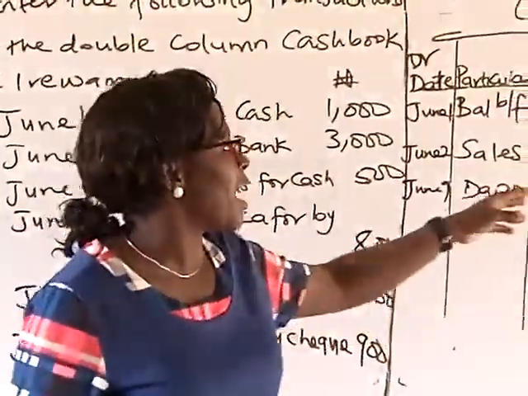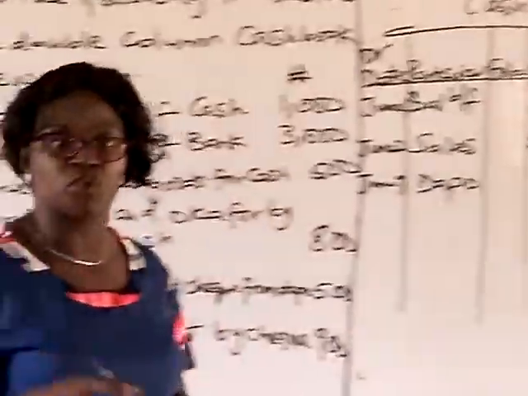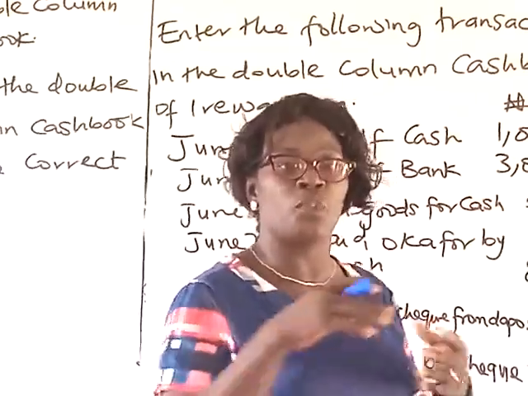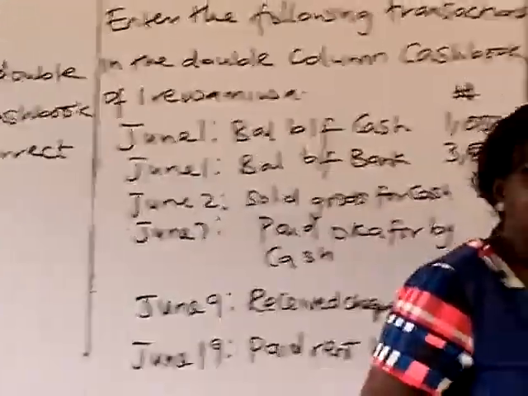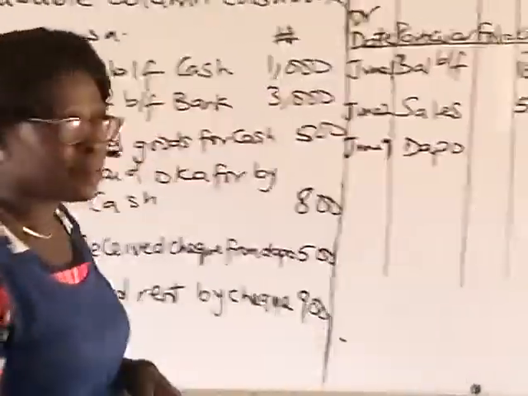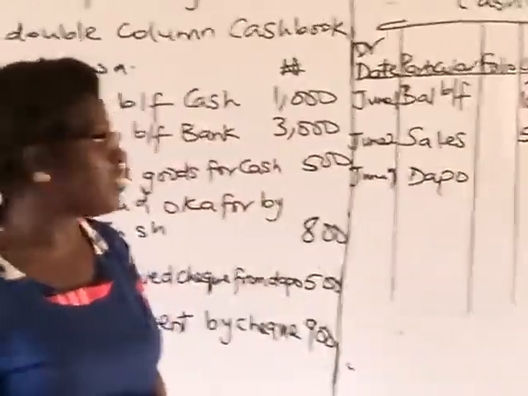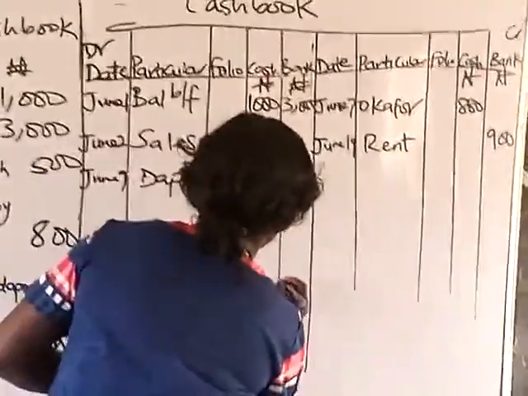And the items under the credit side are any money that you give out, you pay, or you purchase, maybe you buy something. The only difference is that any money that is made by cash, you post it under cash. Any money that is given or received by bank, you post it under bank. So let's do the addition.